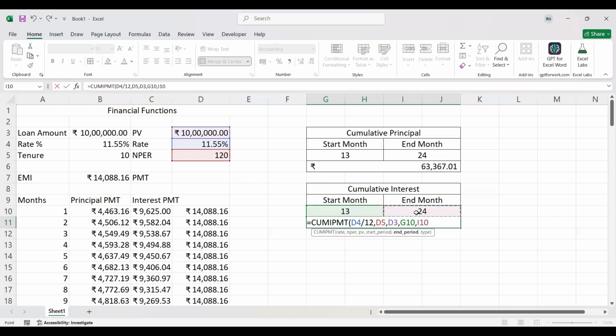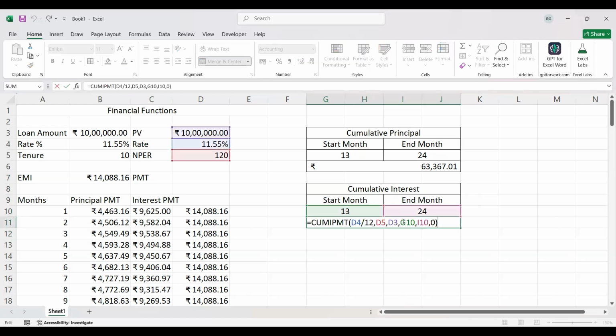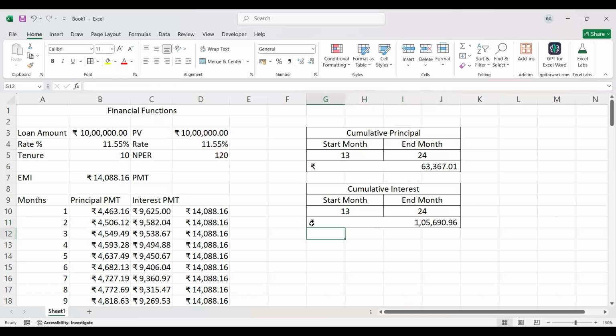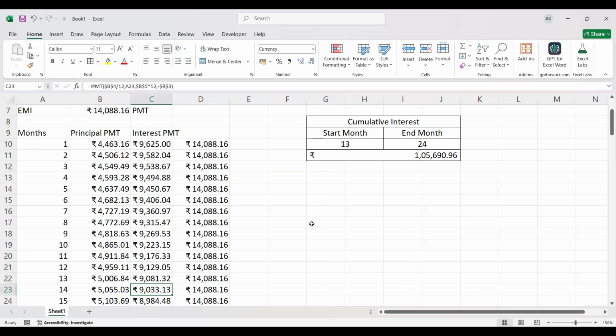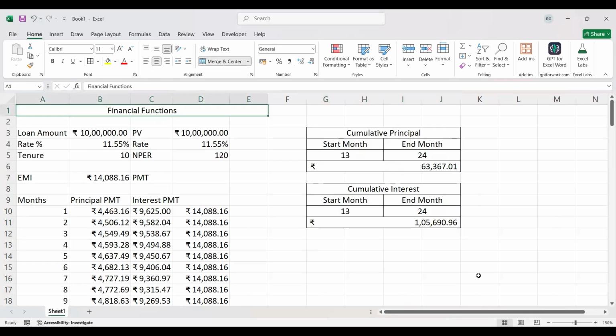And at the end of the period, and again, I'll just add a minus sign at the start of this function after equal to. So 1,05,690. So let me show you one more time. Here we have 1,05,690.96 paisa. So this is how I can get cumulative principal and cumulative interest over here.